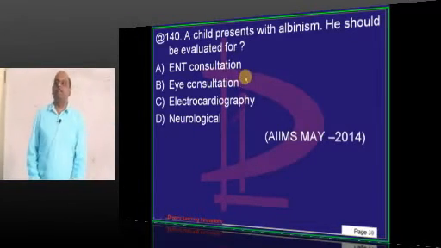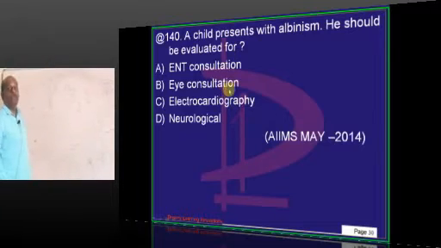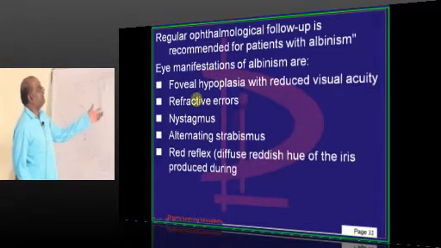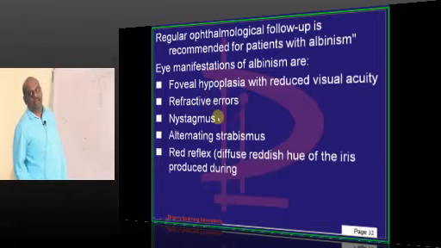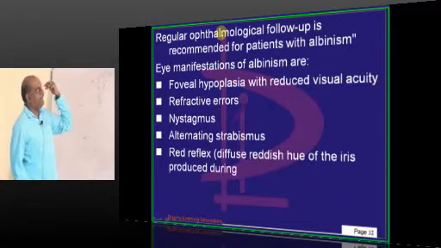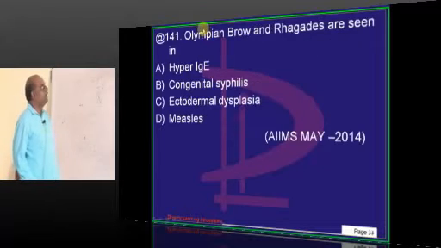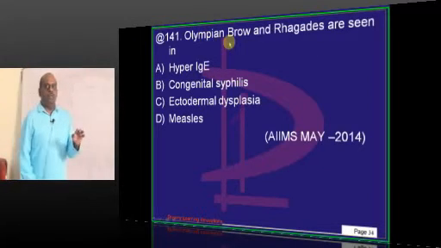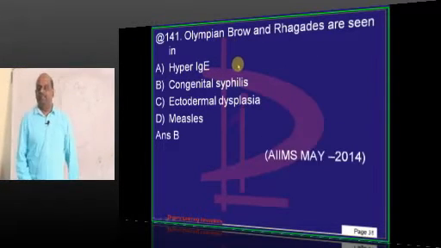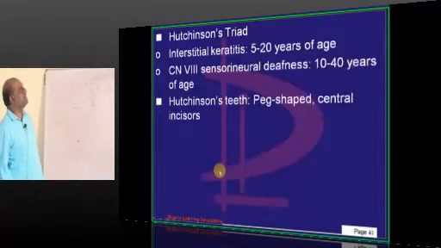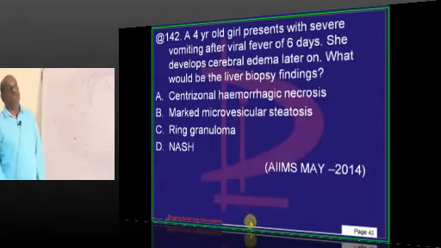A child has albinism. You want to do which examination? Eye. Very good. So refractive errors, nystagmus, alternating strabismus, anything can happen in the albinism patient. So eye examination should be done. Olympian brow, bridge and rhagades are classical of congenital syphilis. There are many more manifestations of that which you can review.